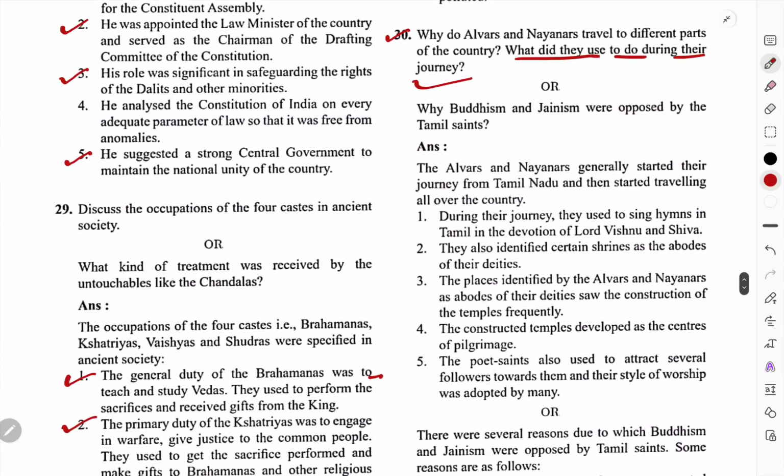The Alvars and Nayanars generally started their journey from Tamil Nadu, then traveled all over the country. During their journey, they used to sing hymns in Tamil in devotion of Lord Vishnu and Shiva. They identified certain shrines as abodes of their deities, and the places identified by the Alvars and Nayanars were abodes of their deities, so the construction of temples followed frequently.